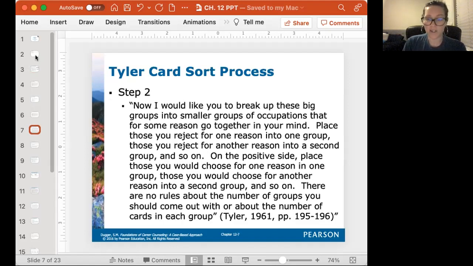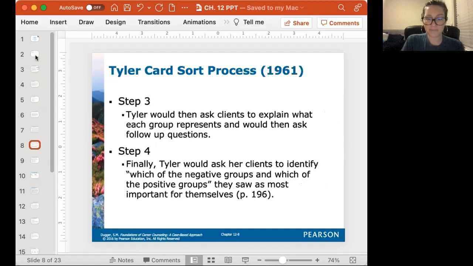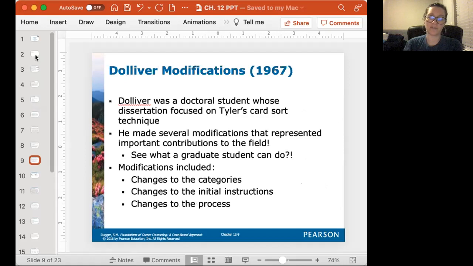And then you break up the cards into groups, the ones you reject for this reason or that. And then on the positive side, place those you would choose for one reason in one group and those you would choose for another reason into a second group, and so on. There are no rules about the number of groups a client can come up with, or about the number of cards put in each group. As the third step, she would ask clients to explain what each new group represented, and then ask follow-up questions. And lastly, in step 4, she would ask clients to identify which of the negative groups and which of the positive groups they saw as most important for themselves.